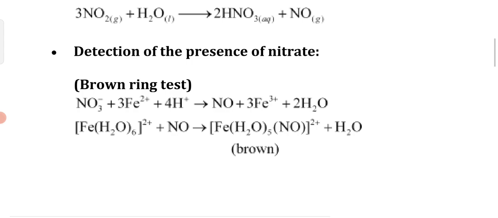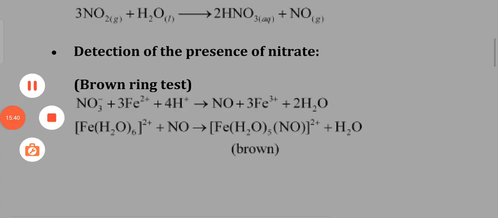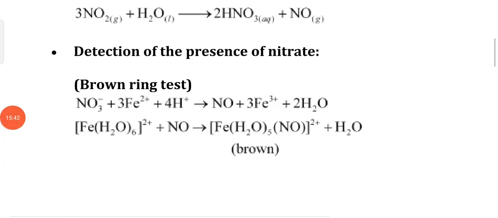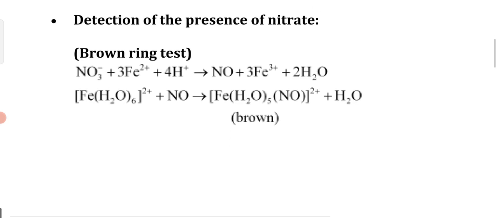The reaction is: NO3- plus 3Fe2+ plus 4H+ produces NO plus 3Fe3+ plus 2H2O. Fe2+ comes from ferrous sulfate. Now [Fe(H2O)6]2+ plus NO makes the brown ring complex, [Fe(H2O)5NO]2+, that is the formula of the brown ring, plus H2O. So this is the brown ring test in reaction form.